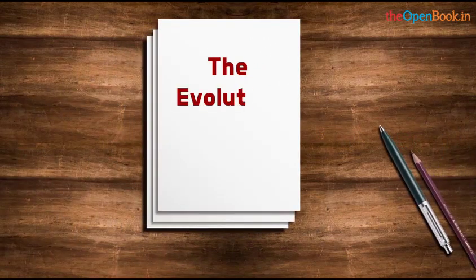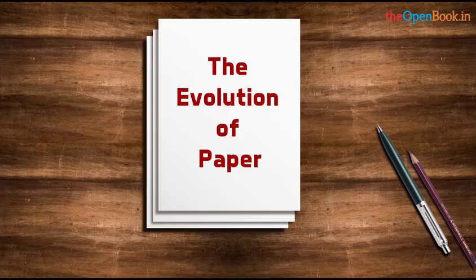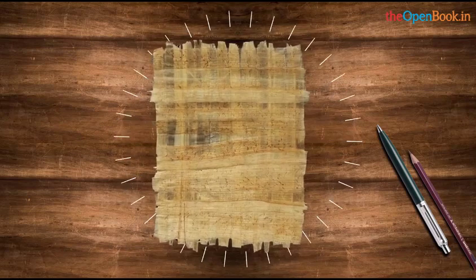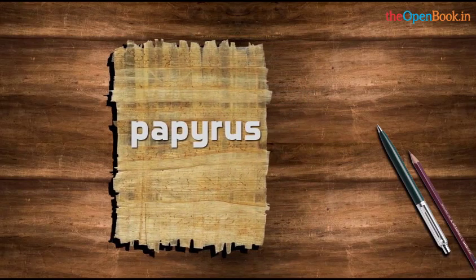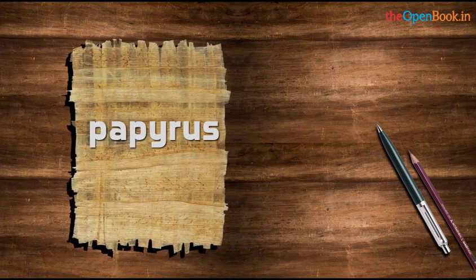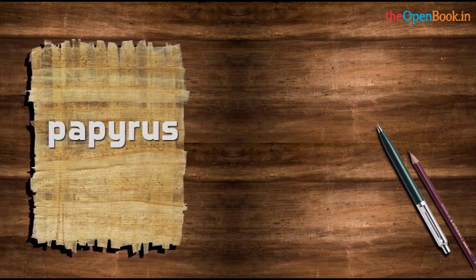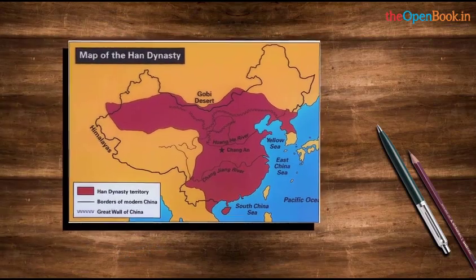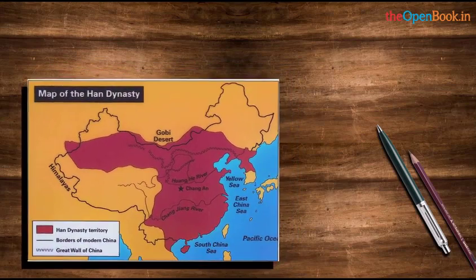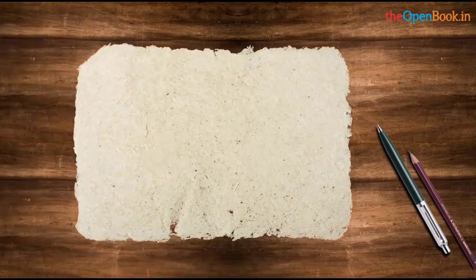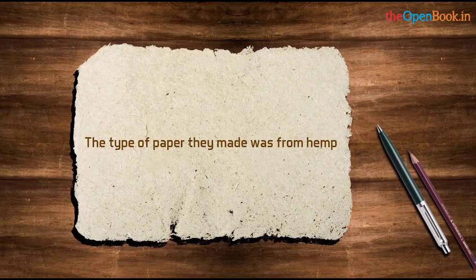The evolution of paper, the common white object that we all use today, is something taken for granted, but it has a long history. We shall trace the genesis of paper here. The paper, as we all know it today, is derived from papyrus, and its origin can be traced back to the Han Dynasty. The type of paper they made was from hemp, and it was coarse, uneven, and thick. This was known to man from excavations from a Han tomb.